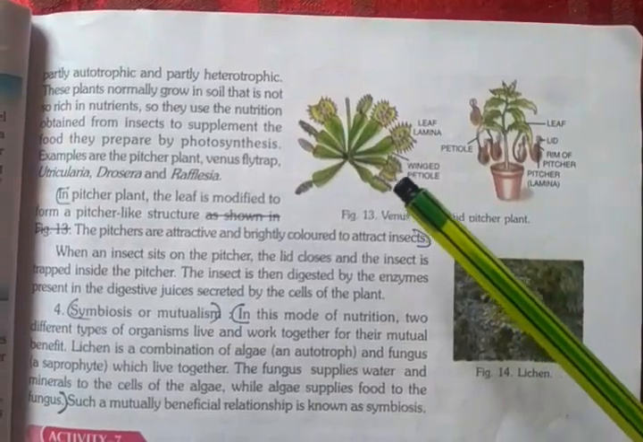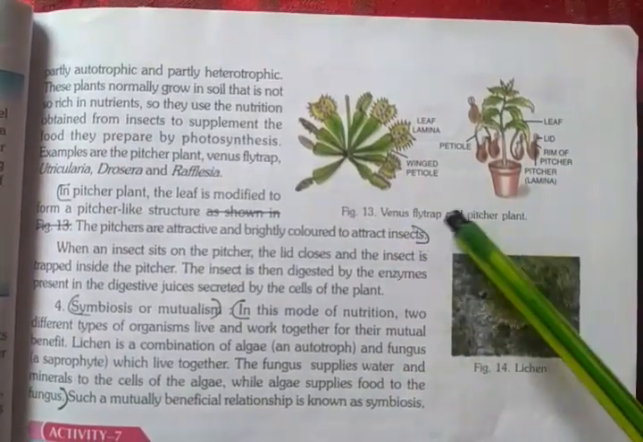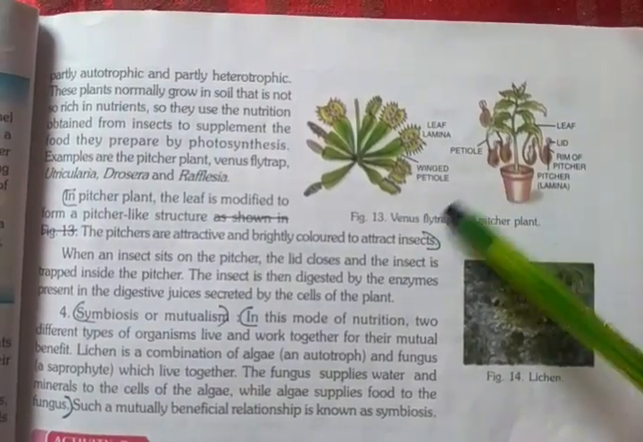Now in figure 12, you can see this is a mushroom. Mushroom is a fungus. It is a non-green plant. It is a saprophyte. This comes under saprophytes. Now figure 13, you can see that the first one is a Venus flytrap and the second one is the pitcher plant. So these two are the insectivorous plants.